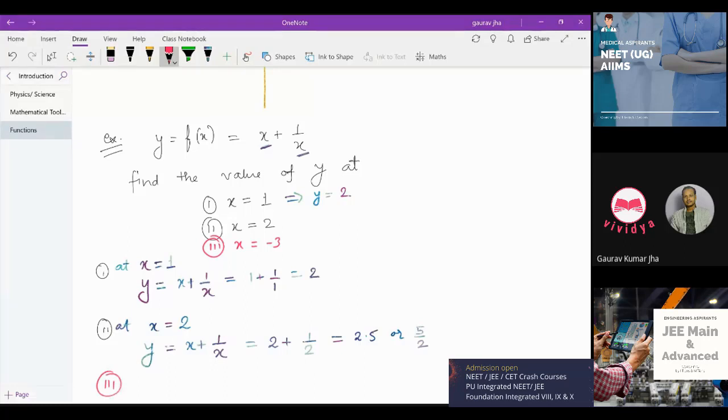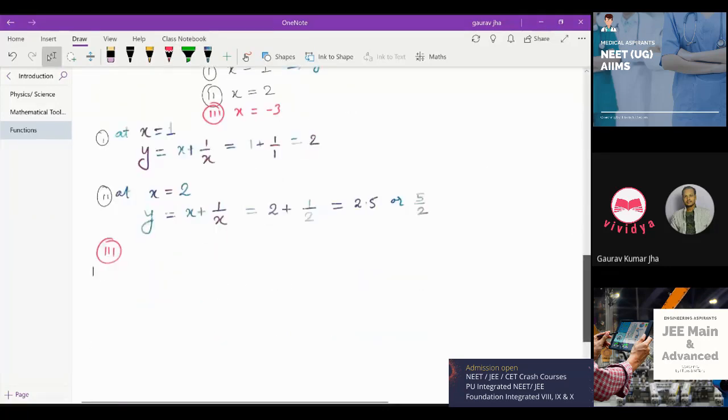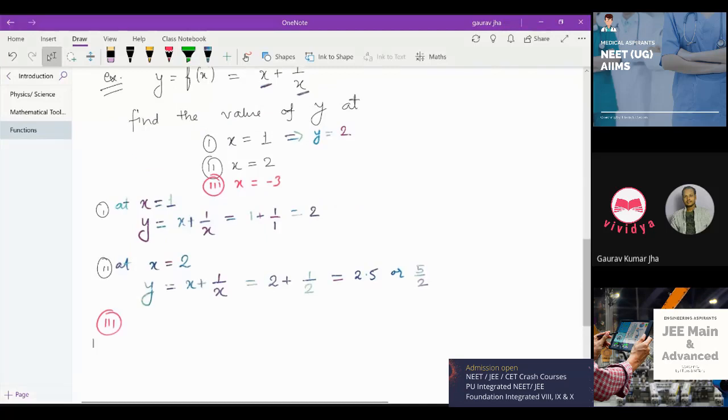You can take negative values, not a big deal. How does that matter? Go ahead, see for yourself. Just put the values. Our function is what? At x is equal to -3, our function will be -3 plus 1 upon -3. I use a lot of brackets when negative values are there to clarify things, so be a little careful. That's all it needs. So we'll have -3 minus 1 by 3, right? So we'll get -10 by 3. Correct.